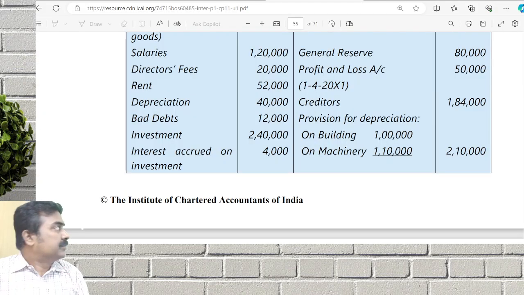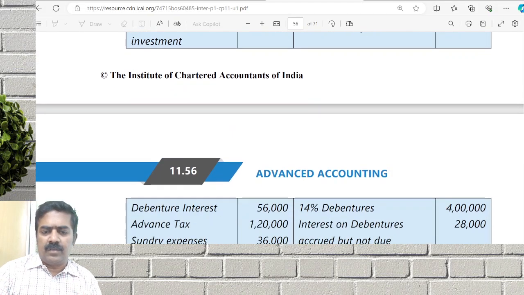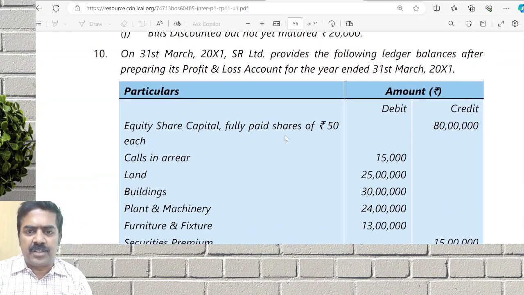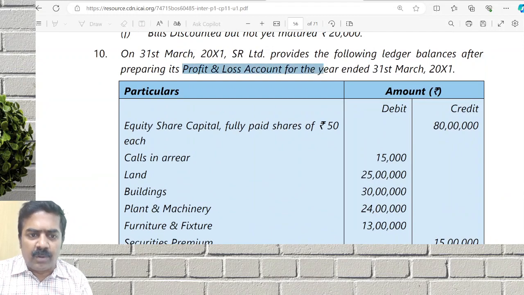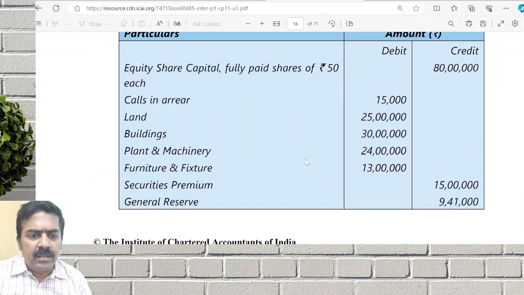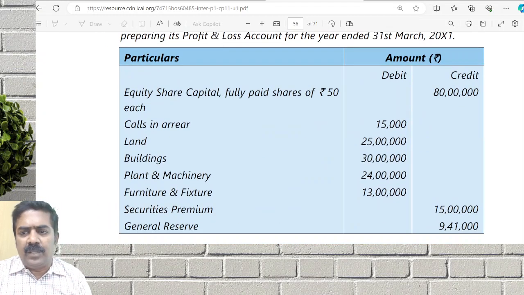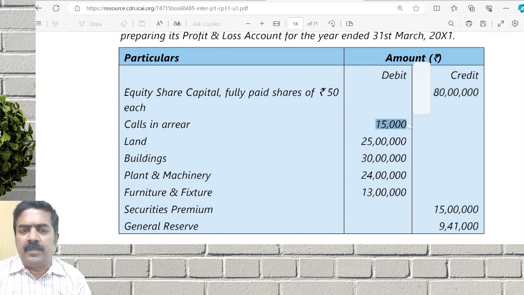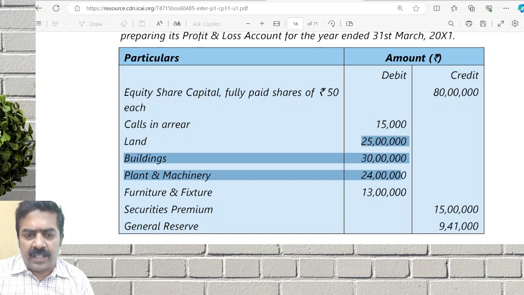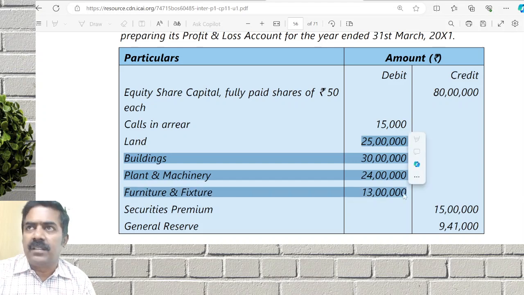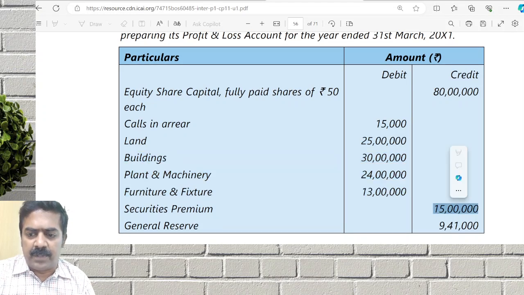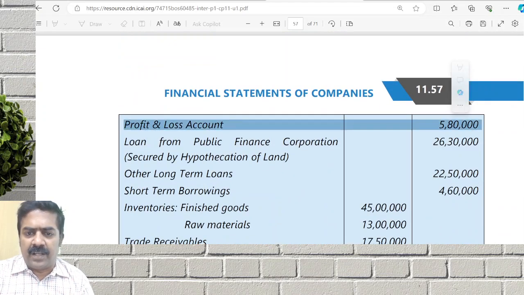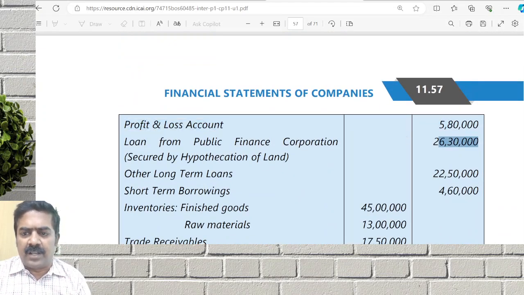Shall we? Which question number next? Question number 10, we'll just see, they ask you to prepare which one? P&L account. Okay, we'll see. Equity share capital will come in balance sheet. Calls in arrear will be reduced. Land, building, plant and machinery, furniture come under fixed assets. Securities premium, reserves and surplus. General reserve also, what? Reserves and surplus. P&L account, reserves and surplus. Loan will come under which one?